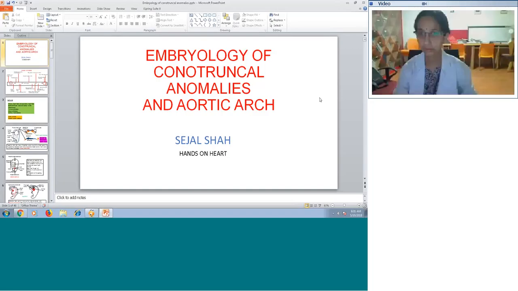Embryology of conotruncal anomalies and aortic arch. So what we will see today is more related to embryology and applied effect, but not individual anomalies in detail.